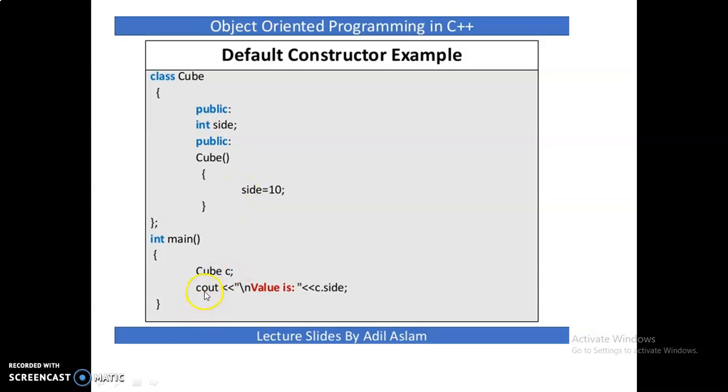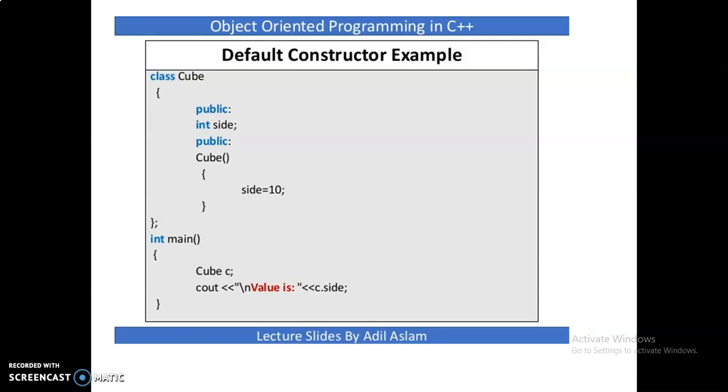The next statement is the output statement. Here C.site is displayed because the object name is C and site is the variable name. The value 10 is displayed for this program. So this is called the constructor.